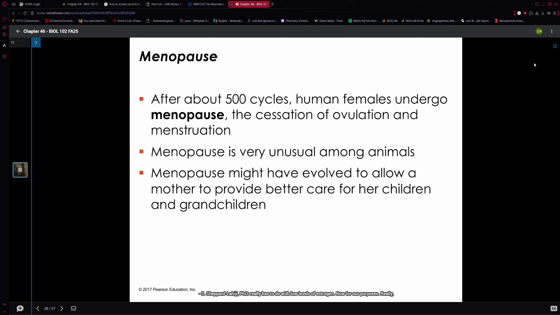Now, for our purposes, really what you want to think about is if there is cessation of ovulation and menstruation, what is that telling us about the signals that would have been there to help promote that process?